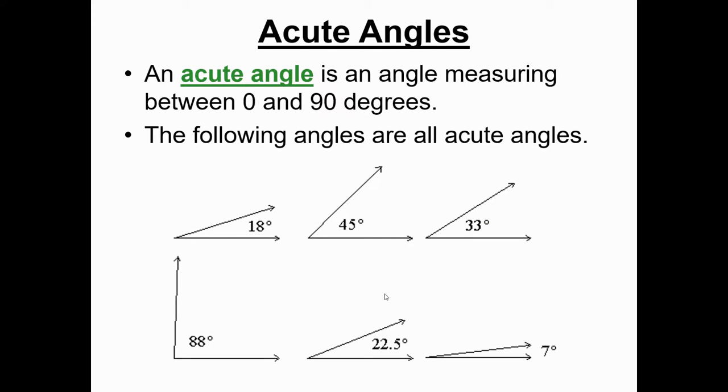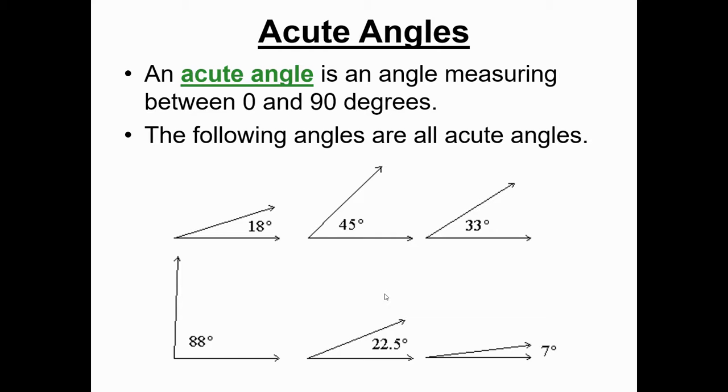Here are some examples of acute angles right here. All of these are less than 90 degrees. The first row: 18 degrees, 45 degrees, 33 degrees, 88 degrees, 22 and a half degrees, and 7 degrees. That little circle that's up high represents the word degrees. So all of these angles are less than 90 degrees. So these are acute little angles, acute angles.